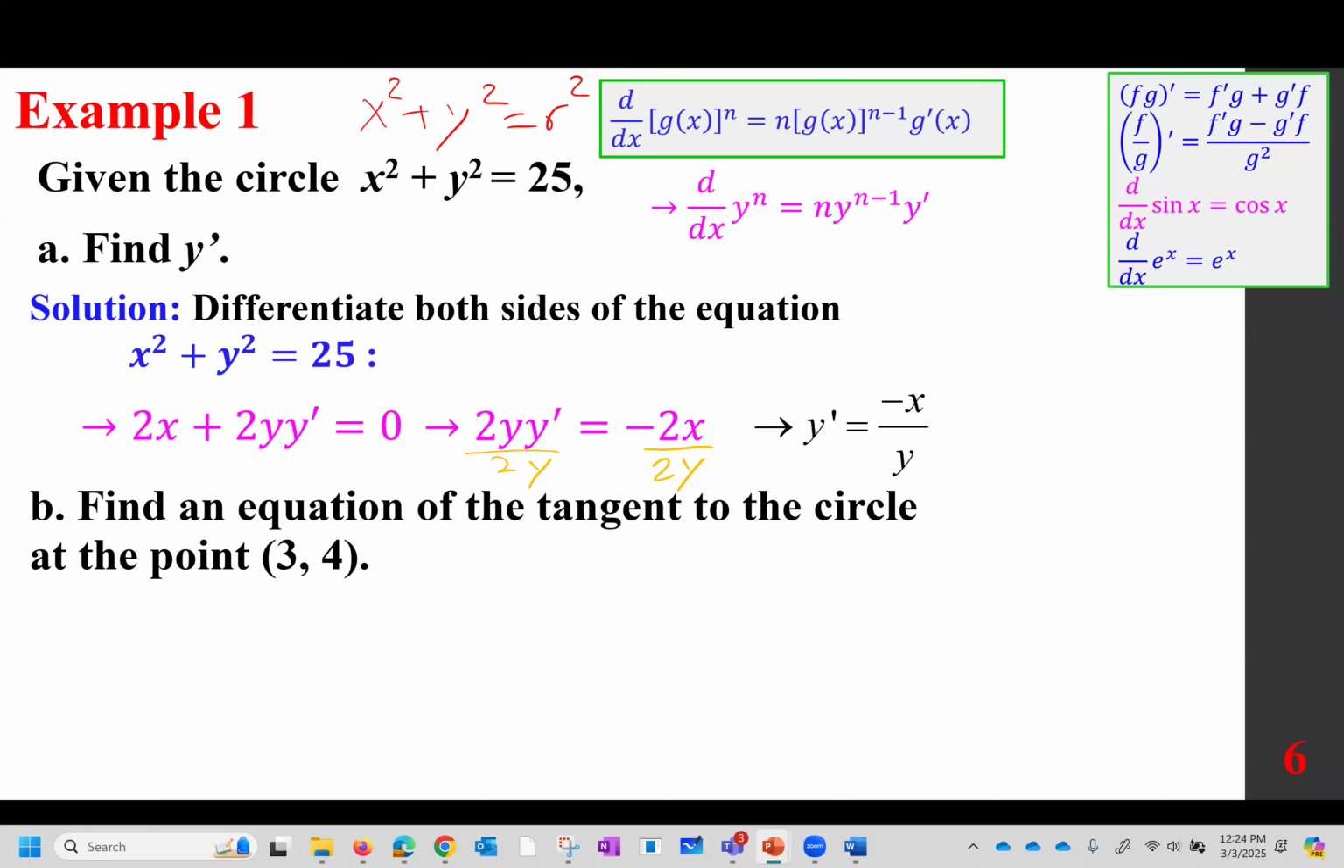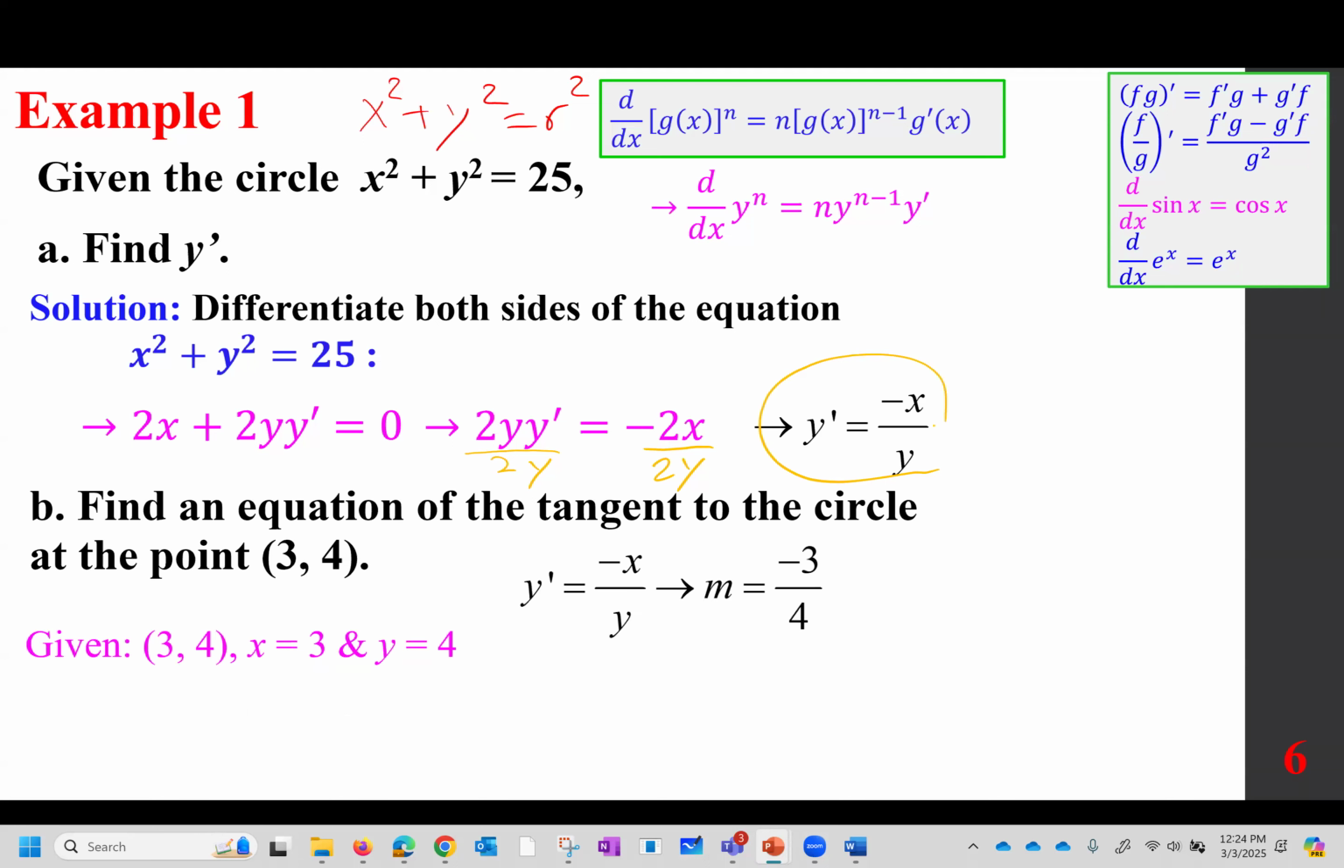Find an equation of a tangent to the circle at the point (3, 4). Well, as you recall, to find an equation of a tangent line, you need two things. You need a pair, which is given. You also need the slope, which we have already found, y prime. All we have to do is plug in, with x being 3, y being 4. And when you plug in, it becomes the slope of a tangent line.